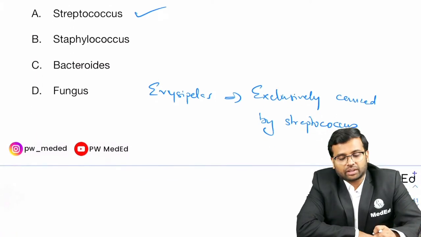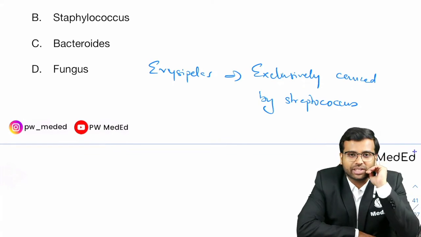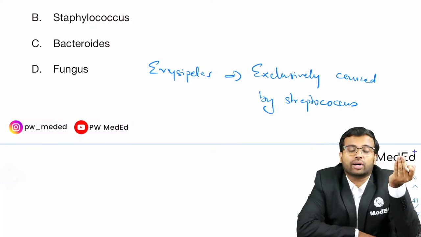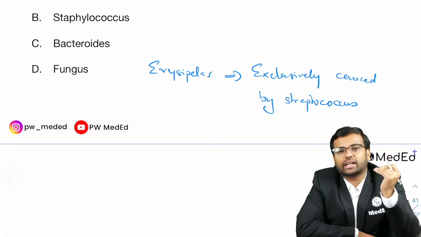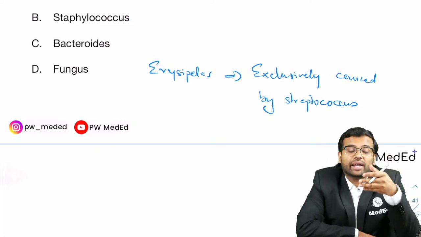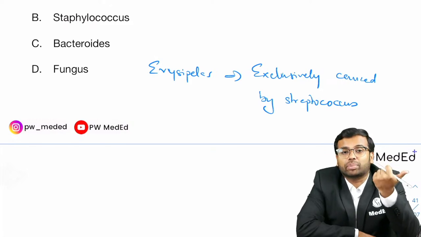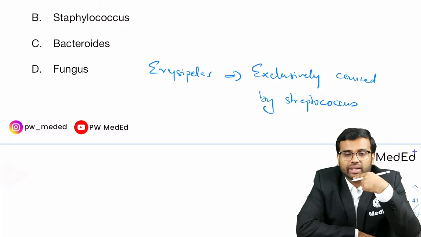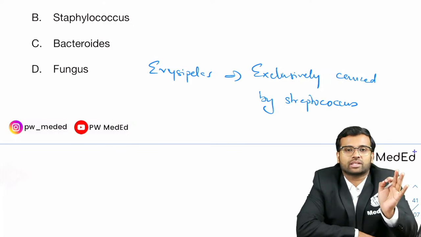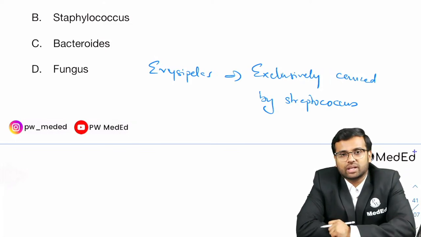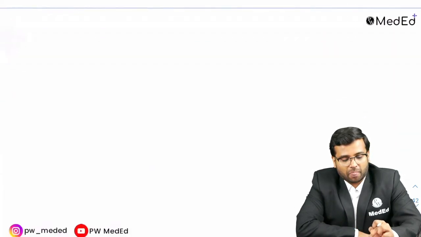Fine. Now what is erysipelas? According to the site of the lesion, the most superficial bacterial infection of the skin is impetigo, isn't it? And if more layers are involved, it can be called ecthyma. And if the subcutaneous tissue is involved, then we can call it erysipelas or cellulitis. So when it comes to erysipelas, the most common or exclusive causative organism is streptococcus. That is about erysipelas.